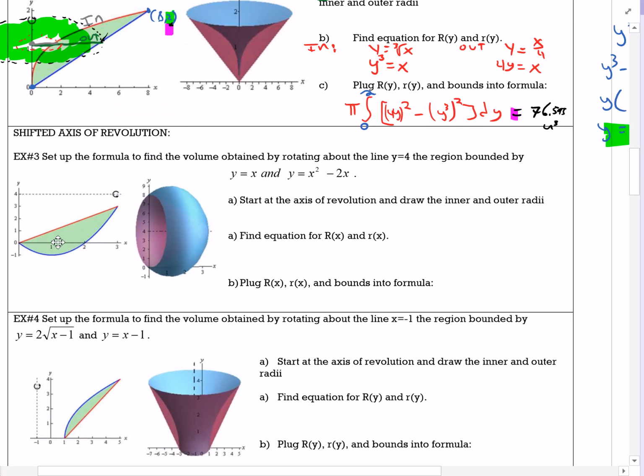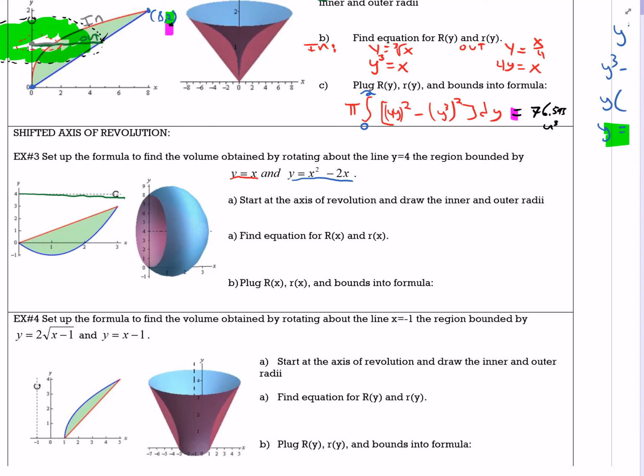Okay, so next we are revolving this region here, which is obtained by rotating y equals x, which is the red line, right? And y equals x squared minus 2x, which is that blue line. And we're rotating it about the line y equals 4. So we're rotating it about this line up here, right? So that's going to change it a little bit because we're not rotating about the x-axis.